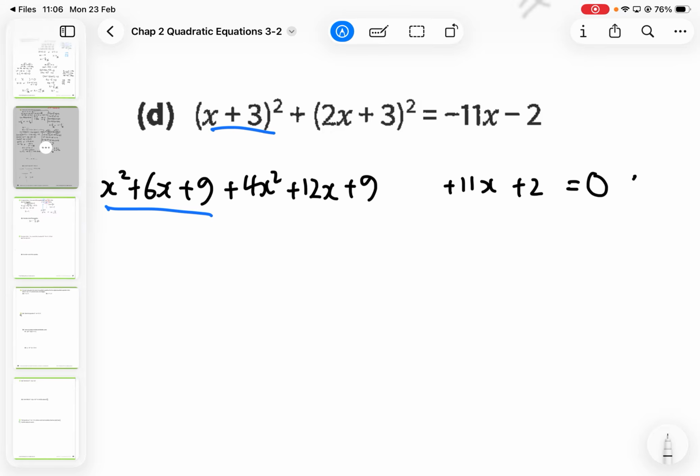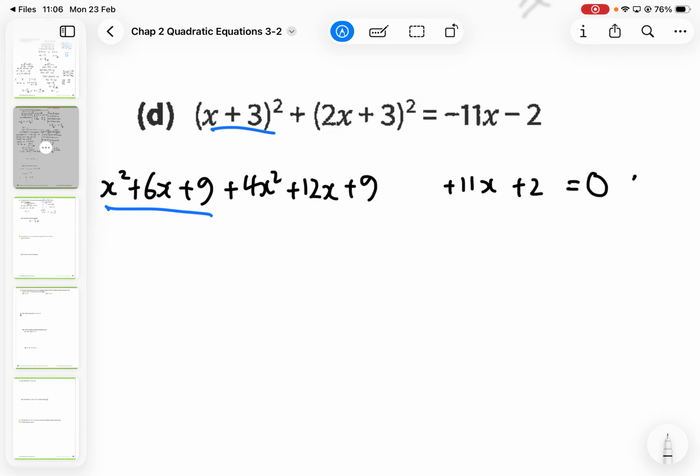Then I bring the right hand side to the left. I bring this to the left hand side. So negative 11x becomes 11x positive. Negative also becomes positive. Then right hand side will be left with 0.